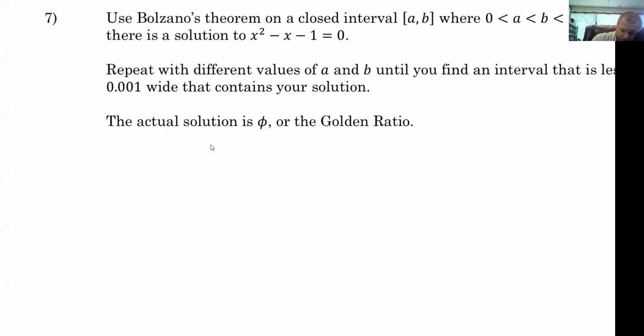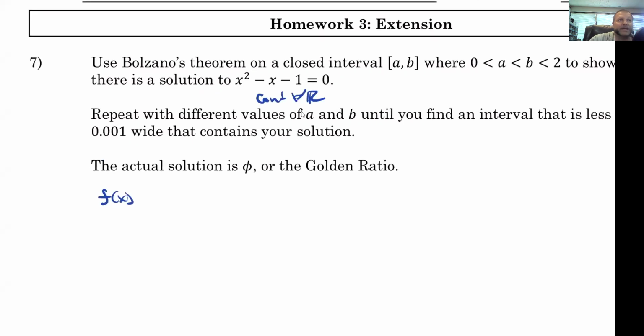If we're using Bolzano's theorem, the first thing we have to do is say that our function's continuous. This is continuous for all real numbers, so it's definitely continuous on whatever interval I choose for a and b. So f of x is x squared minus x minus 1. So my a and b have to be between 0 and 2.